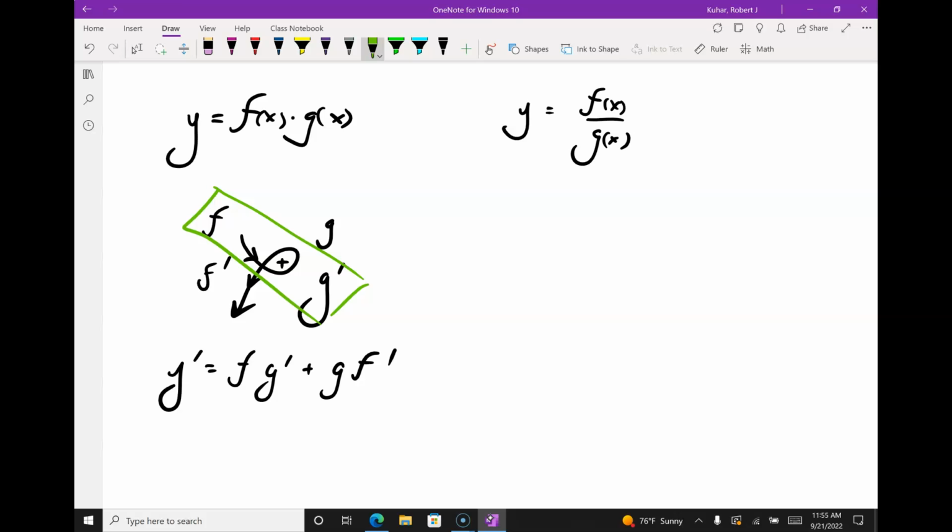What letter do you see there? Yeah, y equals f times g. Definitely product, right? Definitely quotient, fraction. What letter do you see there in my loop? It's a letter P, product rule.